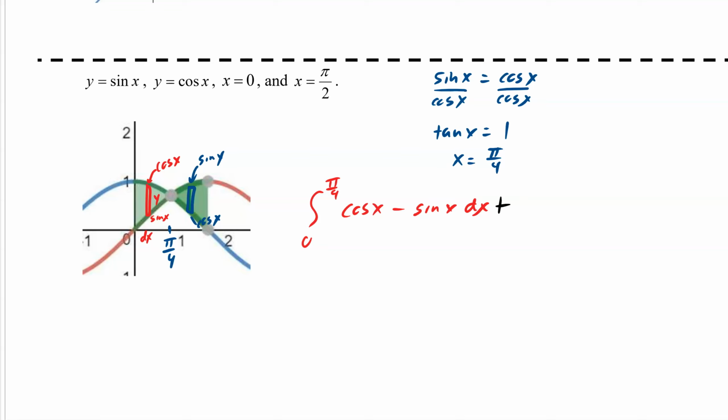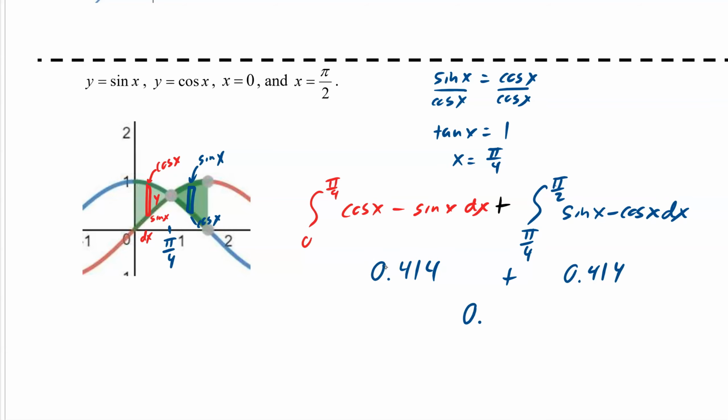Plus, and then now the blue, from pi over 4 to pi over 2, those are the two intervals, so we are going from 0 to pi over 2, but there's a split. Now it's sine x minus cosine x dx, and now we can plug each of these in our calculator and get our answer. So 0.414 and 0.414. So adding those together, you get 0.828.